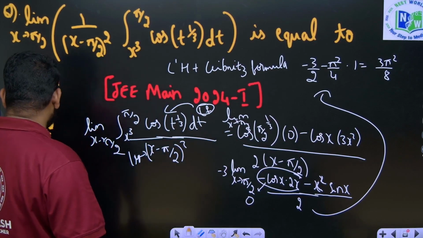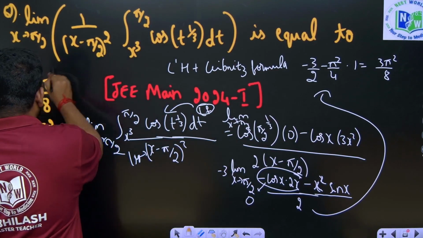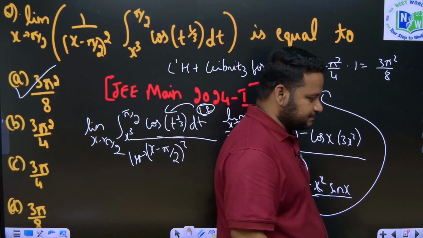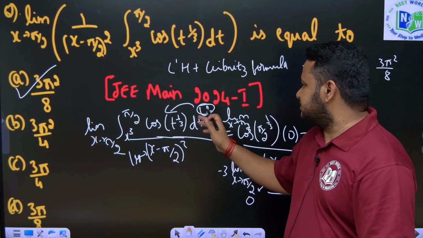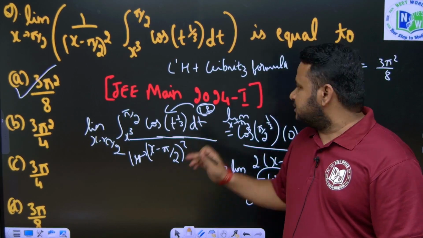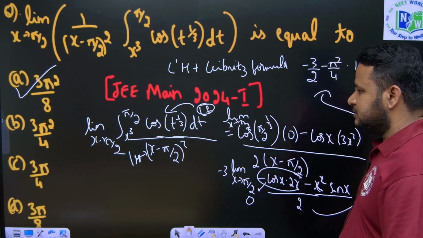3 pi square by 8, that is option A. So this is how you solve the question, very simple question. Got it, friends? 3 pi square by 8 is the answer. This was asked in JEE Main 2024.